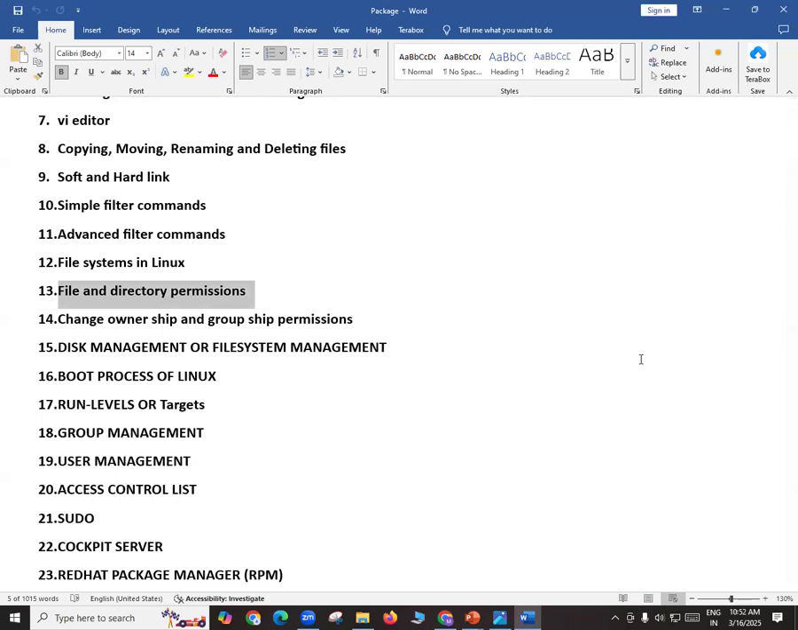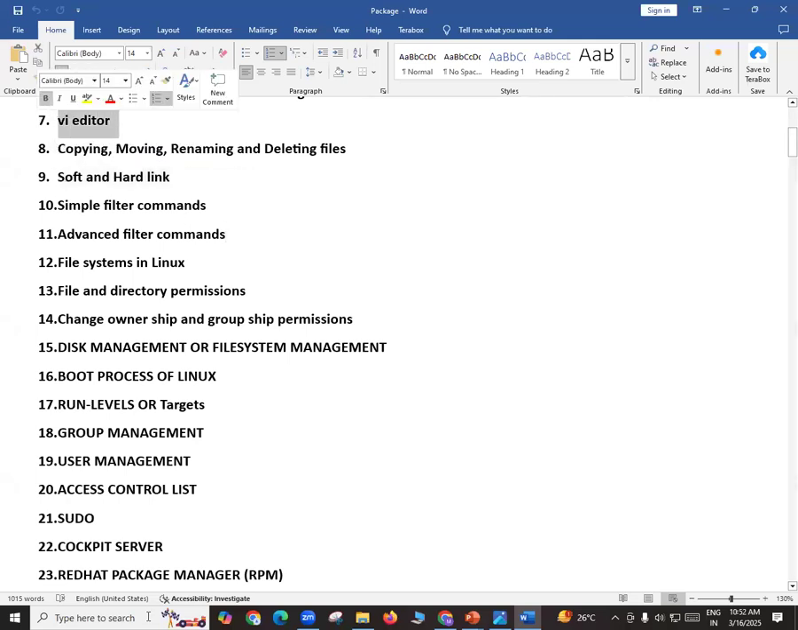Friends, when they are taking the interview, they will ask you questions from file and directory permission. They will ask you what is a soft link and what is a hard link. They will ask you what is a VI editor. They will ask you what is sudo and everything. They will ask you literally questions from all the topics. Then they will say, fine, you are selected. Come to the office from Monday.